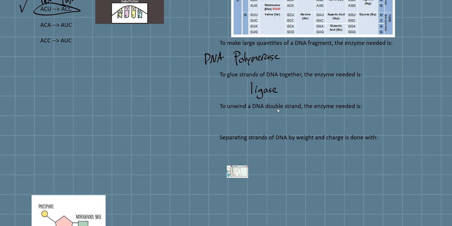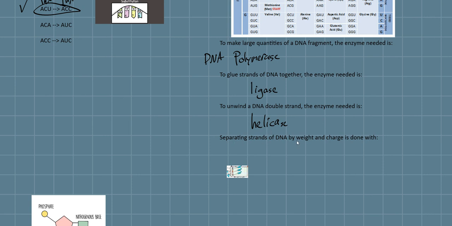To unwind a DNA double strand, to unwind that helix, you use the enzyme helicase. So just remember that these enzymes are important. They have jobs to do in both translation, transcription, and DNA duplication, replication.